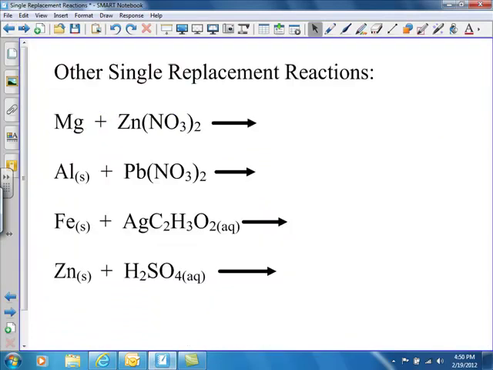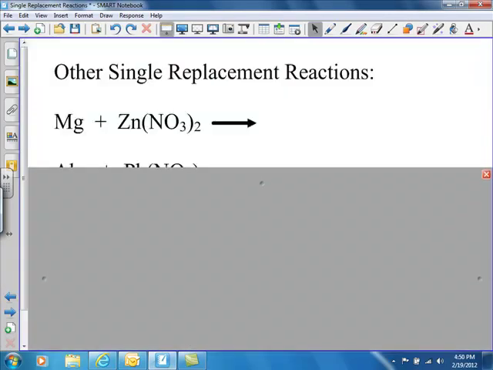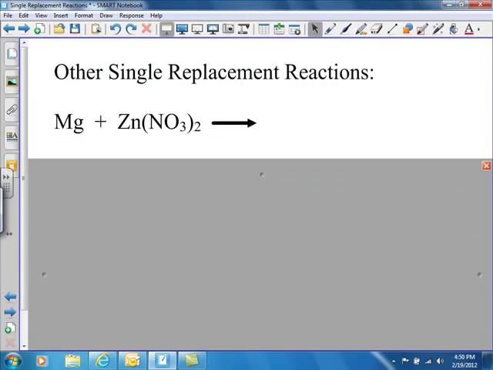Okay? So, let's look at some other single replacement reactions. Predicting these is actually pretty simple. The hardest part, again, is always writing the formulas, and you have to be able to write formulas. So here is a reaction of magnesium and zinc nitrate.